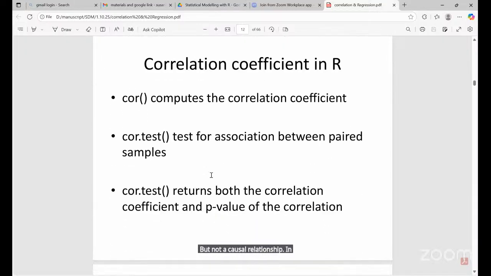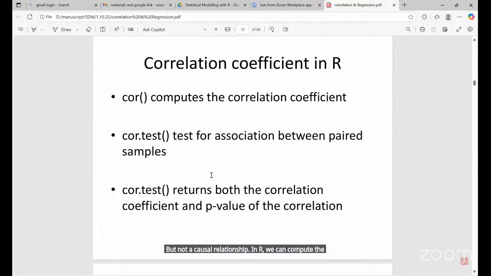In R, we can compute the correlation coefficient using the command cor in brackets. You put in the X and the Y axis variables. And if you want to test the association between a pair of samples, then we use cor.test. And also cor.test returns both the coefficient and the p-value of the correlation.